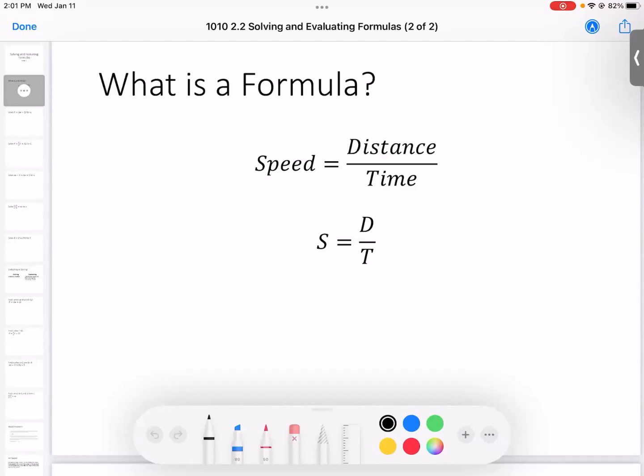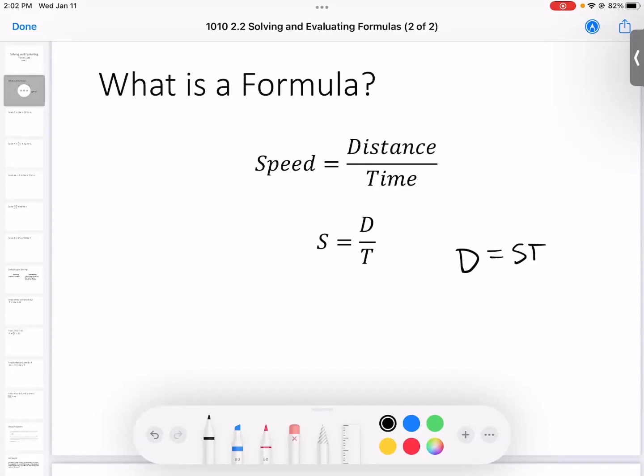This is a formula that's used a lot in everyday life. It's often written like this because we don't want to have to write out all the words. So we use the variable S to represent speed, D for distance, and T for time. You could write the formula like this, but you could also say distance equals speed times time. Like in the example I just did, if you were going 50 miles an hour for 6 hours, that would be a distance of 300 miles.